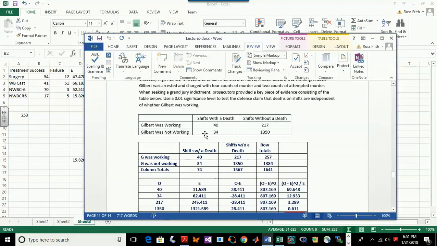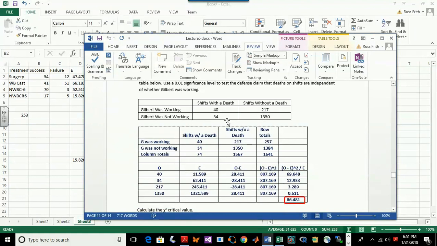When Gilbert was not working, there were 34 shifts with a death and 1,350 shifts without a death. Oh my goodness. I can just tell by the proportions that when she wasn't working, there were very few deaths. But when she was working, man, quite a few. So, all right, for all you criminal justice majors, take note.